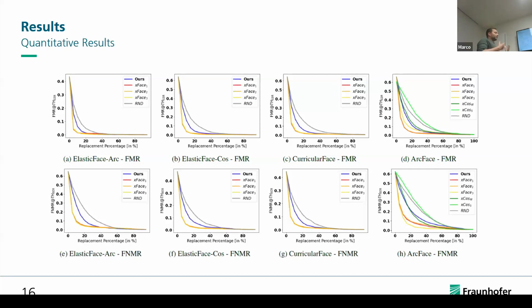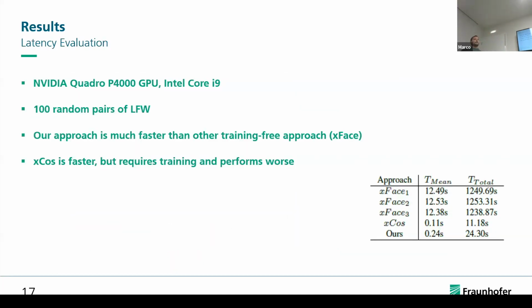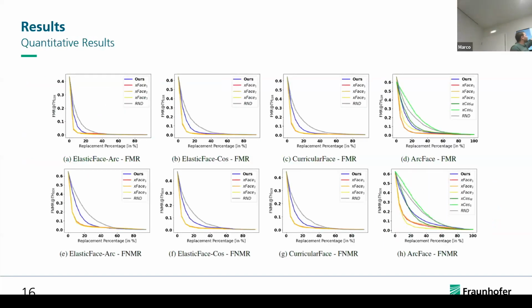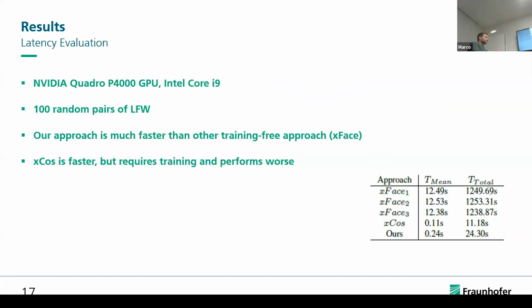And you say, okay, it's not better, so why should we do it? What is the reason to have an approach that is not better than other approaches? What we argue is that we are far faster and more efficient than state of the art. We did some experiments running 100 random pairs and tested how long it takes. We are faster than the X-Face approach, slower than X-Cos, but X-Cos, as you saw here, performs worse.